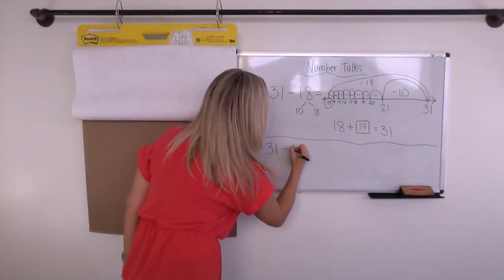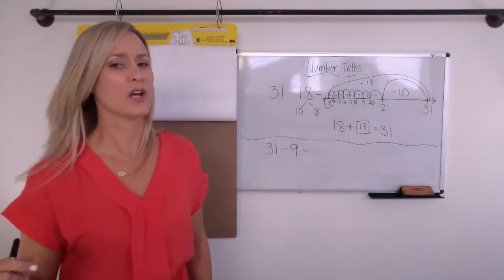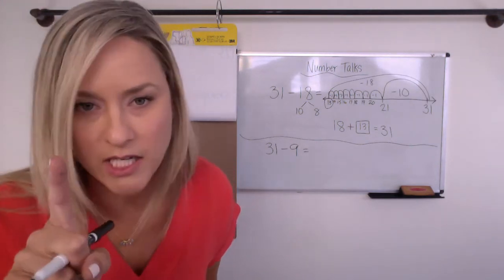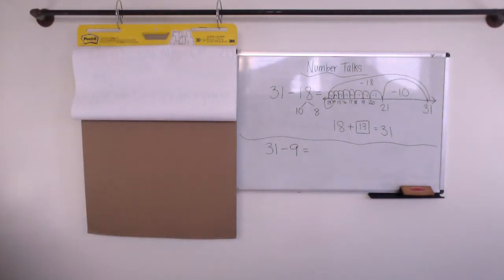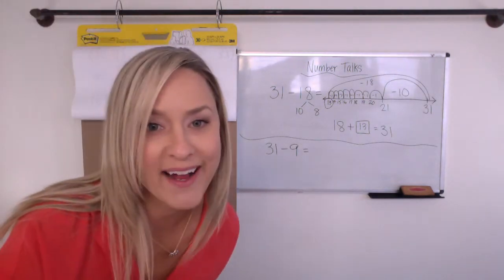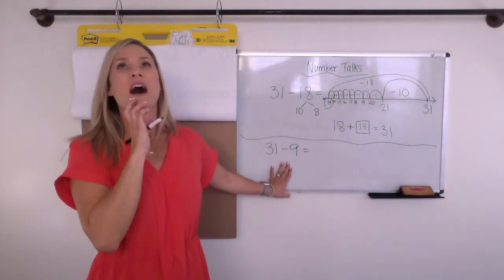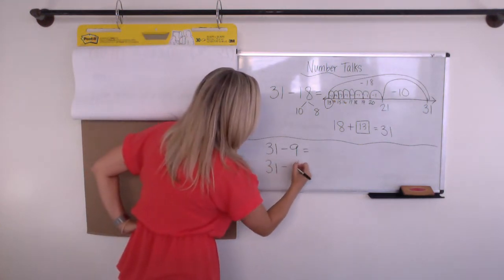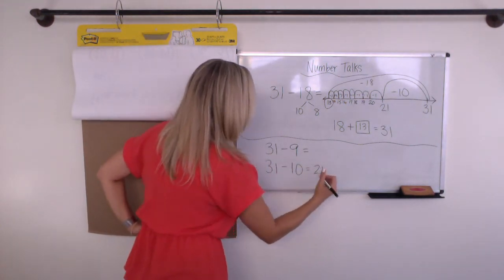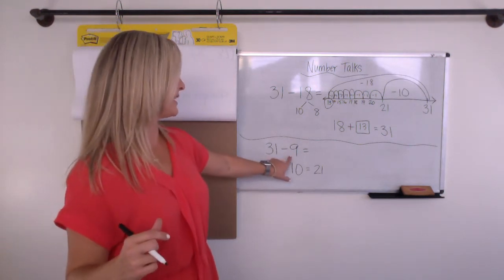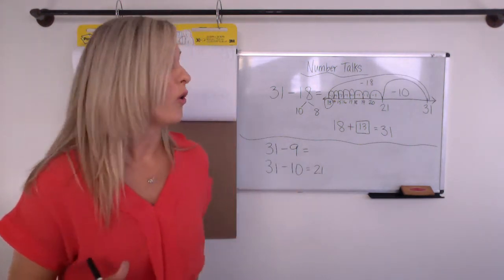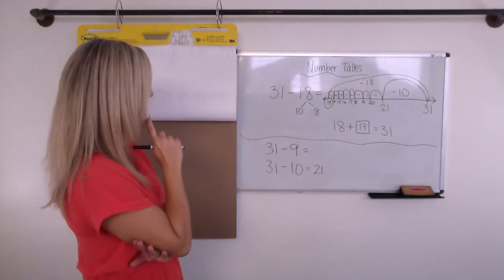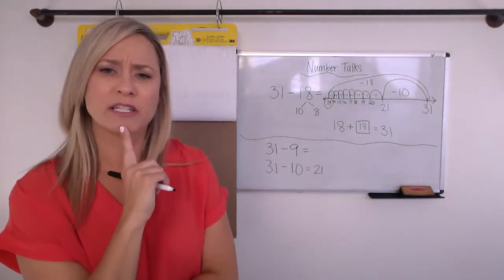31 minus 9. Okay, so I want everyone to hit pause. Think about your very best strategy. We're going to come back together. All right. Hit pause. And we're back. Okay, so 31 minus 9. I'm going to guess that some of you thought about it as 31 minus 10 is 21. So then maybe you said 31 minus 9 is 22. Or maybe you said it's 20. What do you think it is? So is it 20 or is it 22?